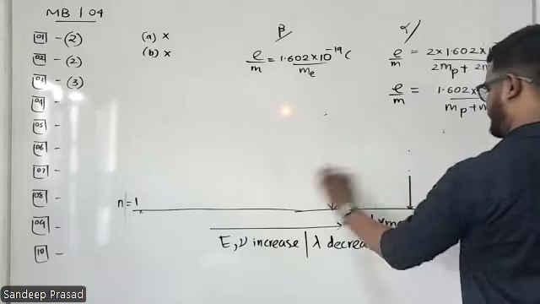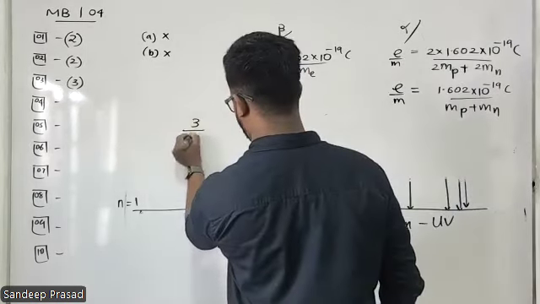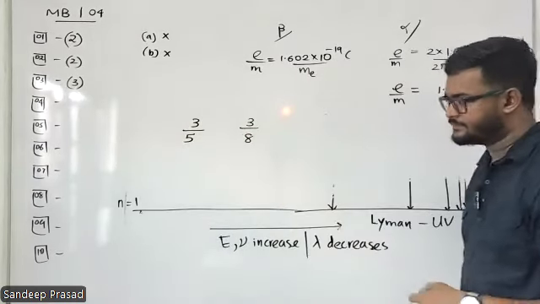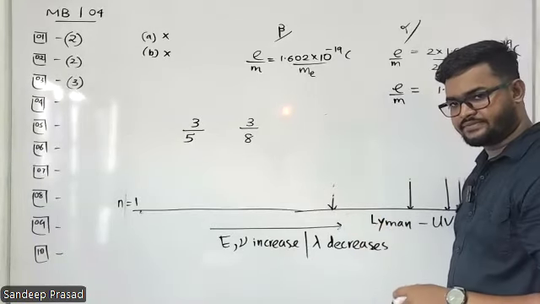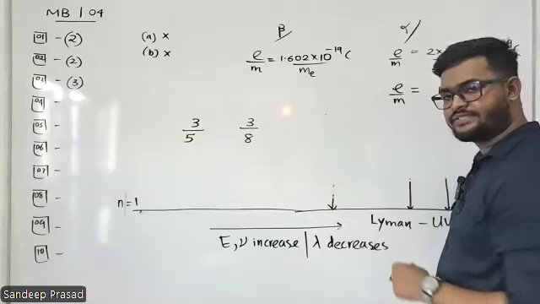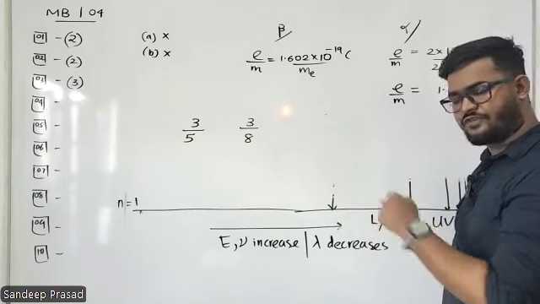Now, just imagine we have two fractions, 3 over 5 and 3 over 8. Simple maths. The numerator is the same, but the denominator is different. The denominator is larger in 3 over 8 and lower in 3 over 5. Which fraction is larger?